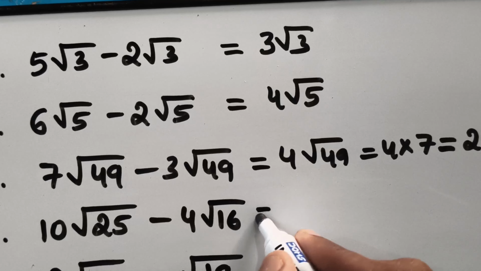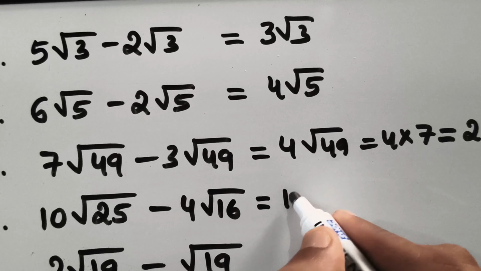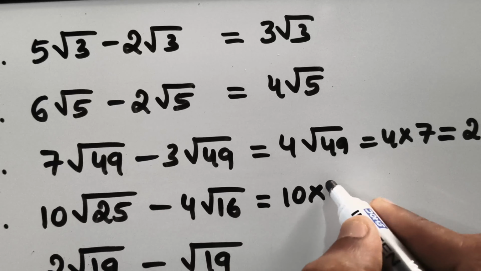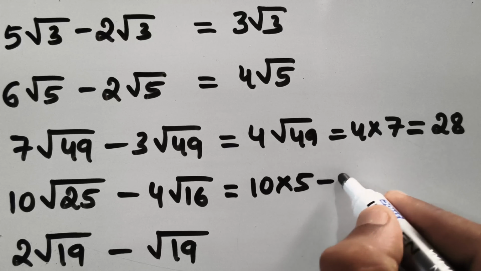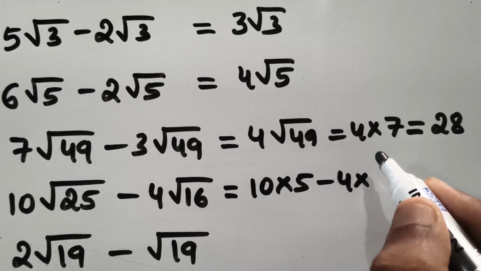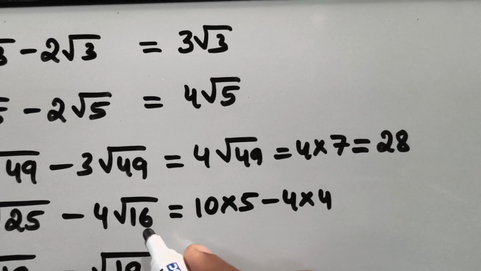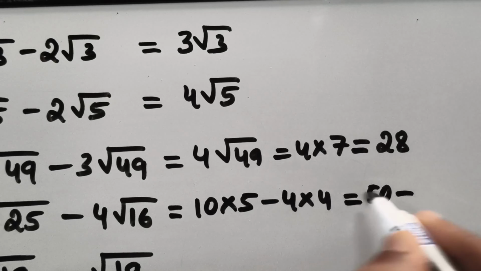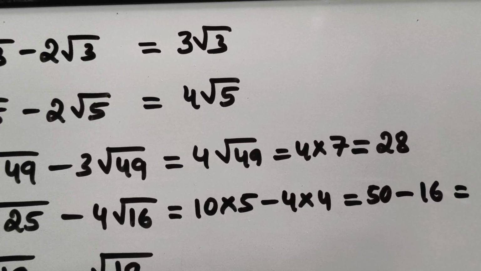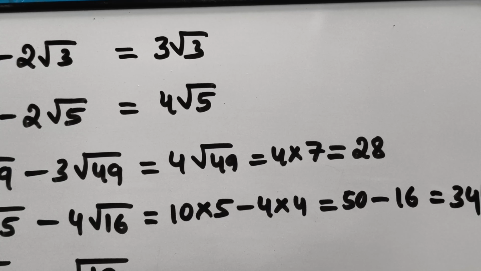Next one. 10 root 25 minus 4 root 16. We know that root 25 is 5. 10 into 5 minus 4 root 16. Root 16 is 4. 4 4s are 16. 10 5s are 50 minus 4 4s are 16. 50 minus 16. How much is it? 34. 50 minus 16 is 34.